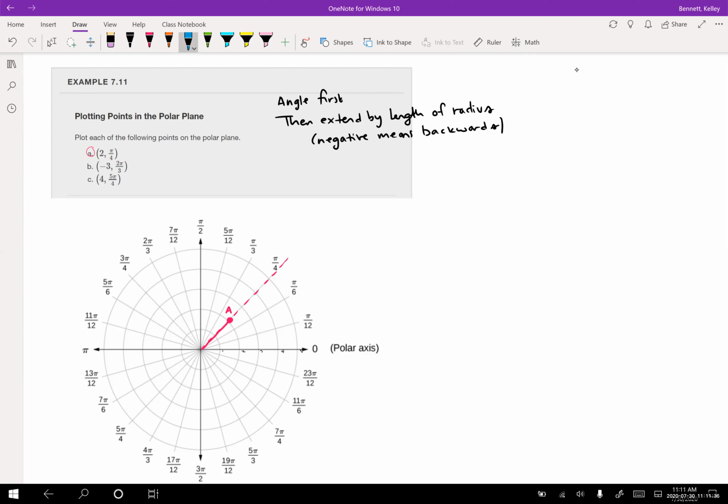Okay, let's do C, and then we'll do B. So C is 5 pi over 4. So that is here. And my radius is 4. So I go out just 1, 2, 3, 4, the fourth ring. And this is C.